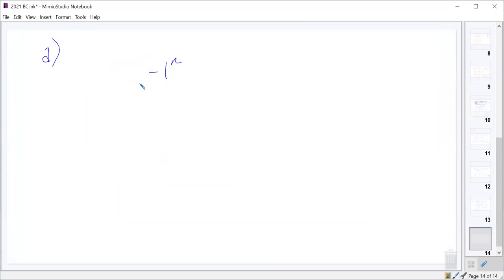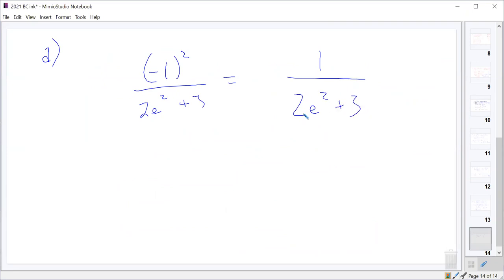would be negative 1 to the n over 2e squared plus 3. And our n was 2, right? So negative 1 squared. So our bound on the error ought to be 1 over 2e squared plus 3. Easy enough? Everybody good with that? I would just say, I would write this: add n equals 2 and then put that.